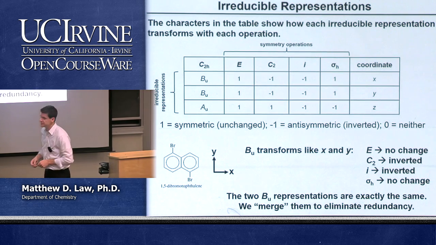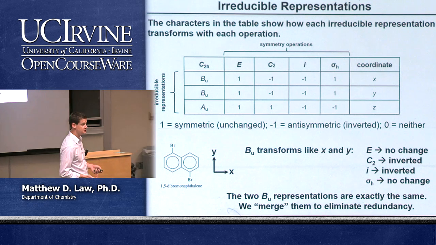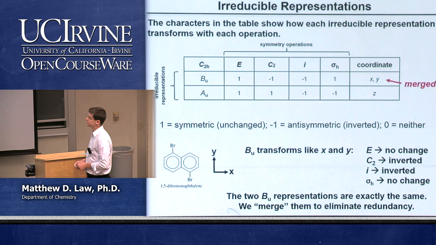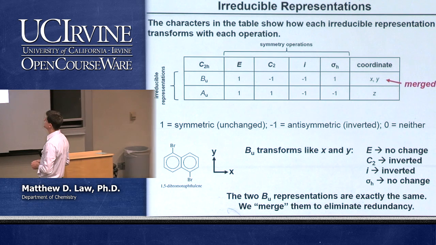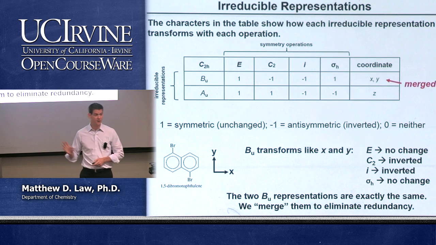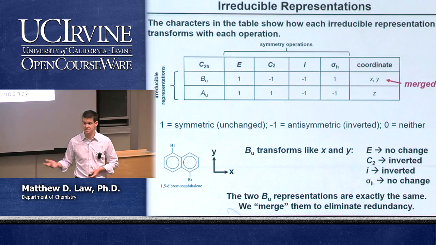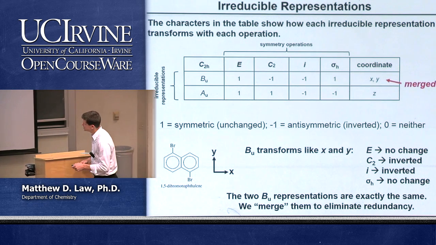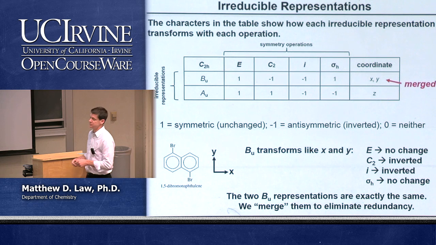Because we have two BUs and they have the same exact characters, we just merge them together in the table. So instead of having two rows, we just have one row that's called BU. And we indicate that both x and y transform this way by just putting x comma y, indicating that both the x and the y coordinates, or the axes, have the same symmetry in this particular point group. This, of course, will not always be the case. If we chose another point group example, then the symmetry of the x and the y axes could be different. In general, they will be different. So we have, in this case, part of the character table. This is not the total character table for the C2H point group.